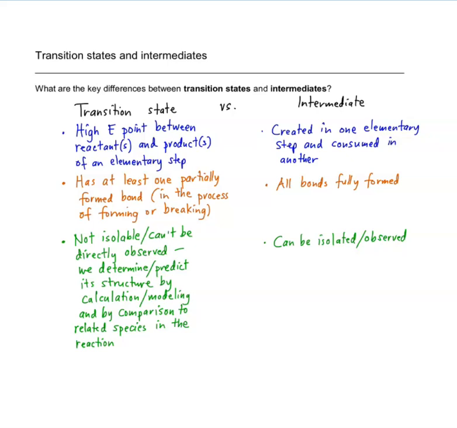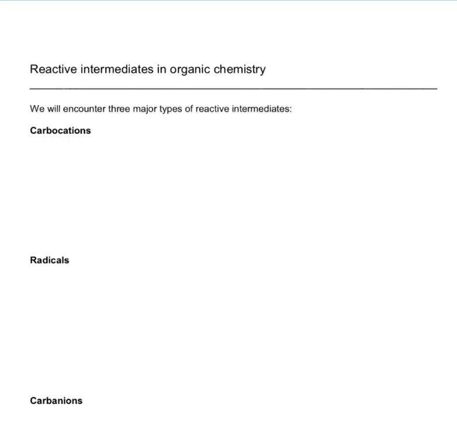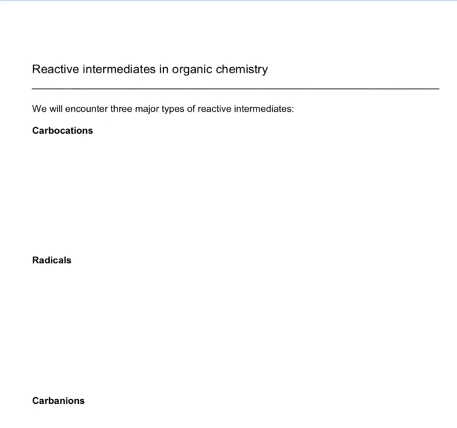Okay. Let's focus on certain types of intermediates. I'd like to go over with you the types of intermediates that you're most likely to see in organic chemistry. There's three major types that we're going to run across. So let's talk about each of these. Carbocations. A carbocation is a structure that has a carbon with a positive charge.